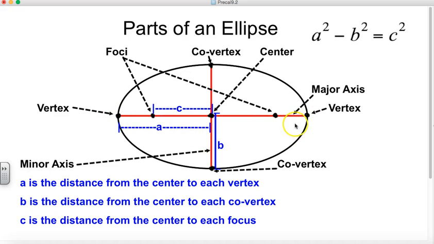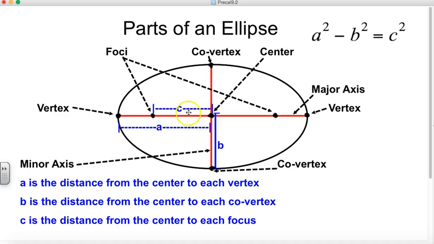Now these points that lie on the major axis are called foci. Each one is called a focus. Just like you have a focus for a parabola, you have 2 foci for an ellipse.